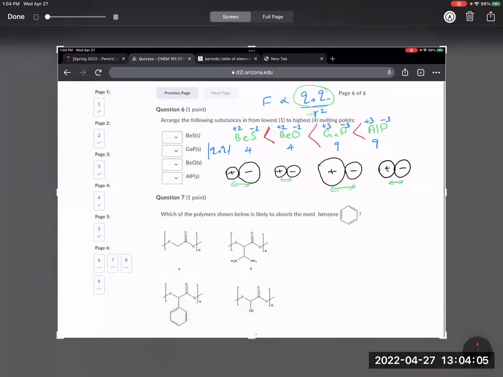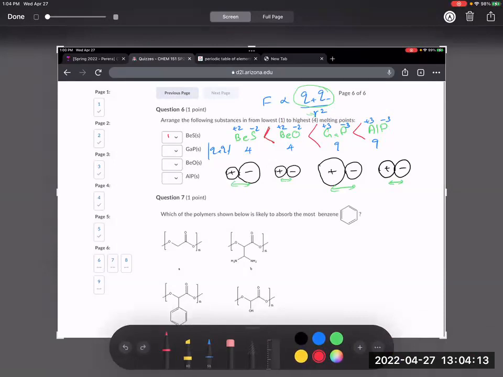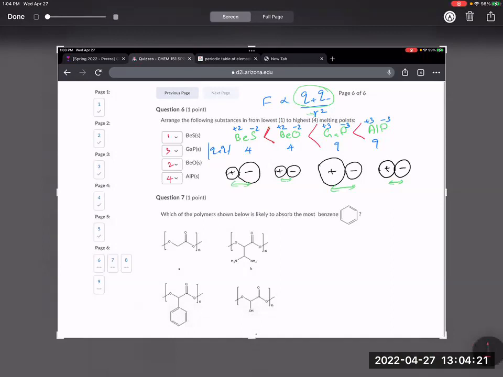Okay, so let's see. So we have lowest is 1. Okay, lowest is 1, 2, 3. Highest should be aluminum phosphide. Okay, and then let's do the next one as well.